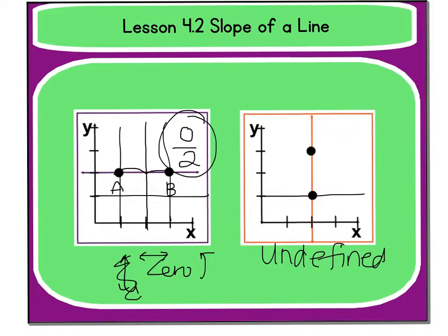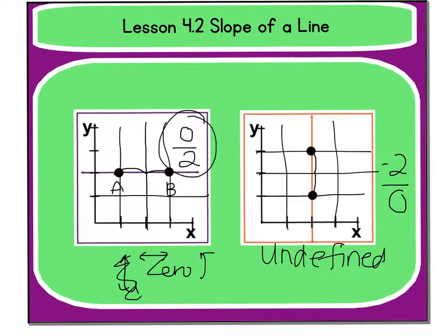The next one, I'll go ahead and draw in my grid lines because they weren't connected. On an undefined slope, how do you get from point A to point B? Well, we have to go down 2 over 0. So for a 0 slope, you'll notice that the 0 is in the numerator. For an undefined slope, the 0 is in the denominator.